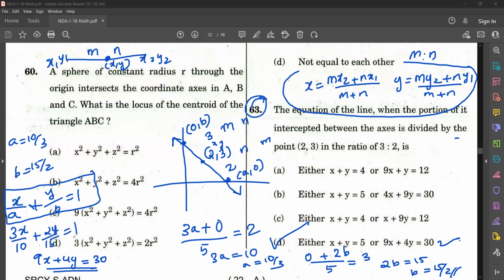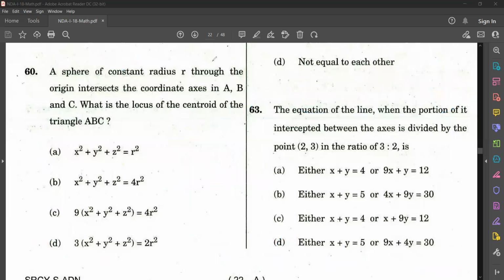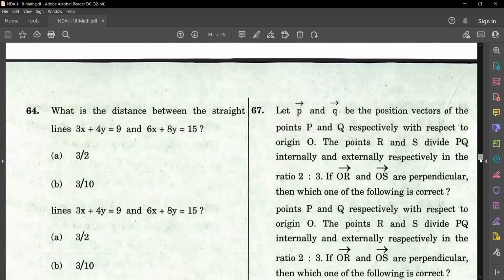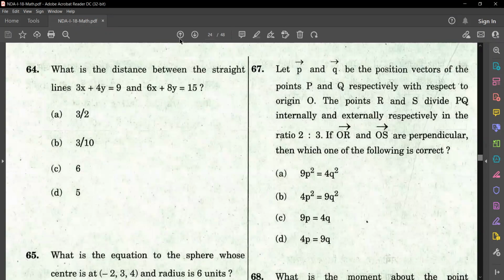Okay, so let's go to question number 64. Study these chapters. If you study these chapters, surely you'll be able to score full marks. There is no need for any confusion here. These are direct formula substitution problems. So go to question number 64 now.